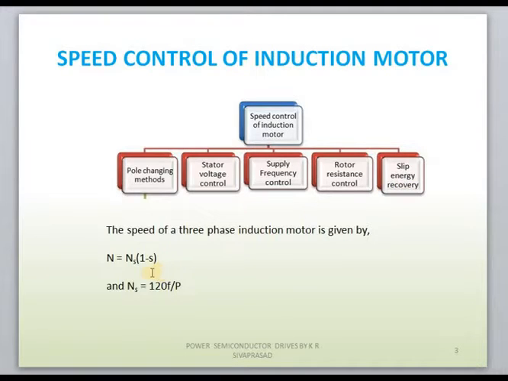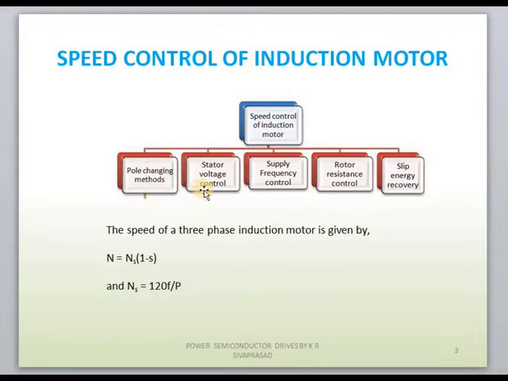The basic formula for synchronous speed is Ns = 120 F by P. That means the rotor speed is N = Ns into (1 minus S). The rotor speed is nothing but the machine speed. For controlling this N value, it depends upon the Ns value and also the S value. Ns value again depends upon the frequency and poles. That means the first method is the pole changing method, that is by changing the number of poles, the speed can be changed.